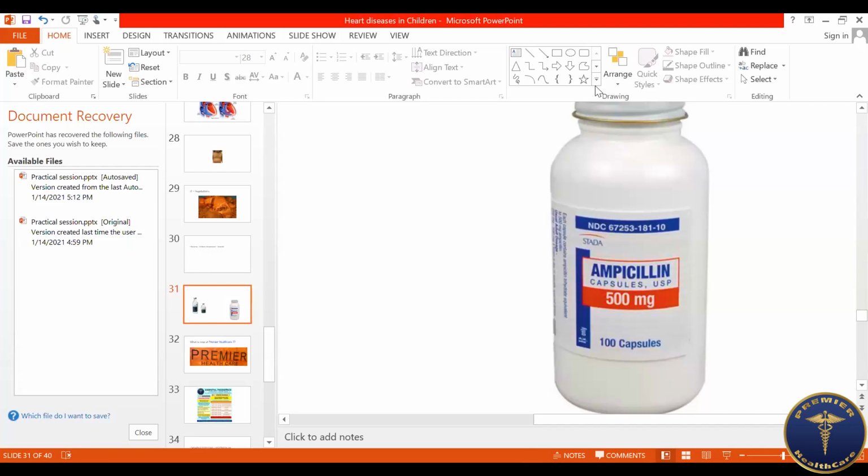And then we know there are different kinds of chest X-ray appearance. The commonest one is big heart, cardiomegaly. And then you might have a boot-shaped heart that occurs in tetralogy of Fallot, and a figure of 8 appearance that occurs in total anomalous pulmonary venous drainage.